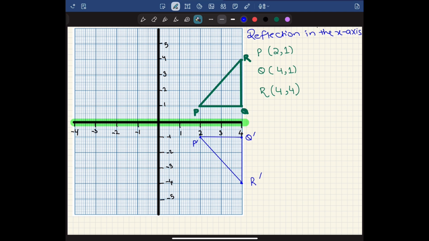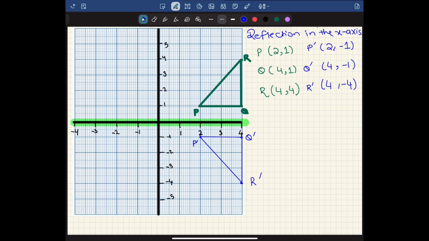So let's note down the coordinates of P prime, Q prime, and R prime. P prime is 2, -1. Q prime is 4, -1. And R prime is 4, -4.